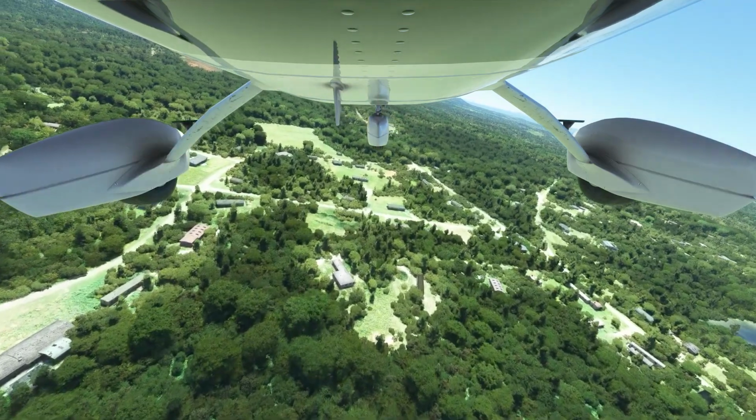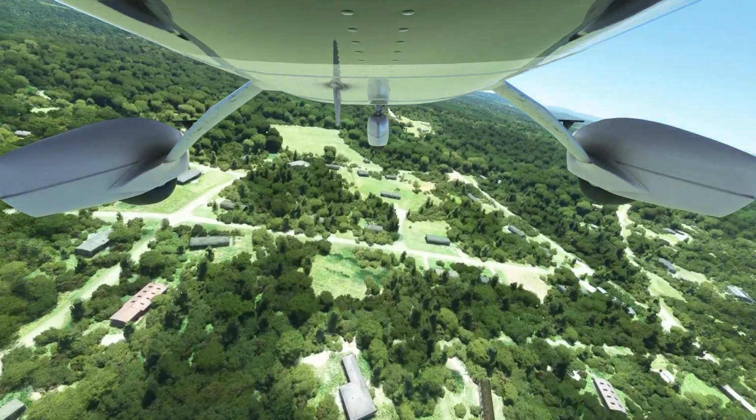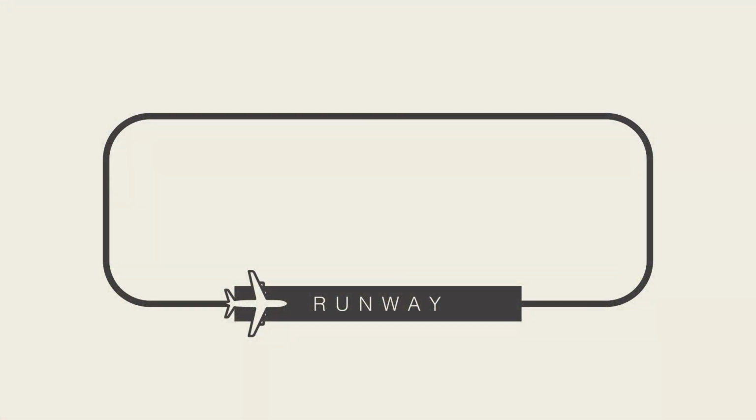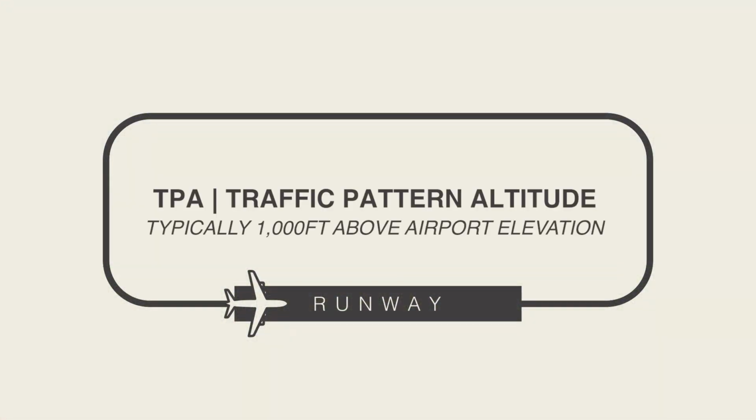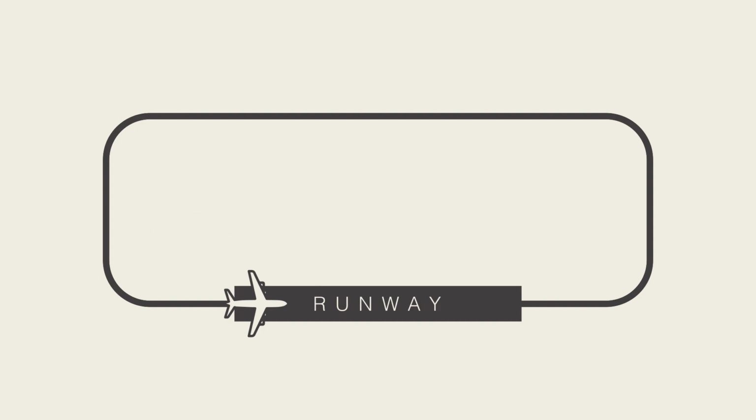The best way to describe a traffic pattern is a racetrack. That's essentially what it looks like. A standard traffic pattern is rectangular in shape and contains left turns. A typical TPA, otherwise known as a traffic pattern altitude, is 1,000 feet above the airport's elevation. As we said, there are some exceptions with traffic patterns having right turns or different altitudes, but we'll talk about that in a little bit.